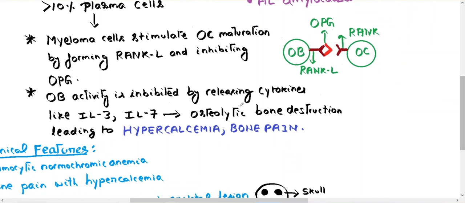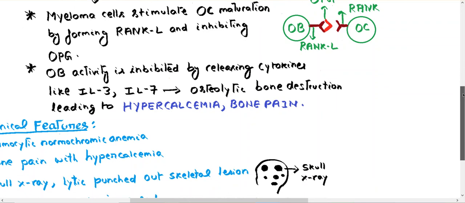Another important mechanism is that these myeloma cells release cytokines, mainly IL-3 and IL-7, and that will inhibit the osteoblastic activity and stimulate the osteoclast and cause osteolytic bone destruction. As a result, there is release of calcium from the bone, causing hypercalcemia and bone pain.